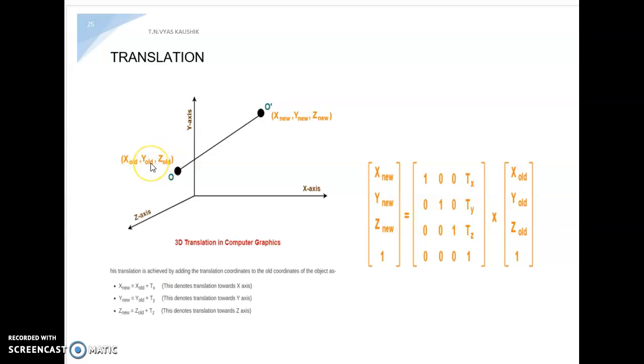We already saw that translation is moving this point from one place to another. So let the moved coordinate be x new, y new, z new. We know that translation is the addition of a translation vector to the old vector, and we get the new vector. That is what is given here. x new equals x old plus translation of x, y new equals y old plus translation of y, z new equals z old plus translation of z, and this is converted into matrix form, which is the matrix form of the translation we are doing in 3D transformation.